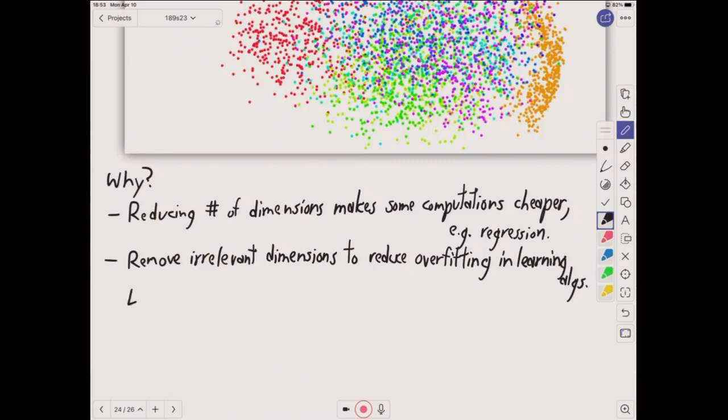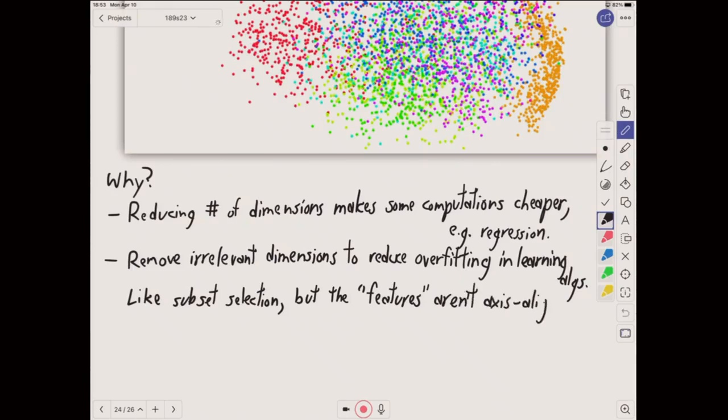So again, this is very much like subset selection. We're basically taking the feature space and reducing its dimension, which is what we do in subset selection too, but we're doing it in a more complicated way. There's a sense in which the features that we're keeping and the features that we're throwing away are not axis aligned, by which I mean they're not actually the original features, they are linear combinations of the input features.